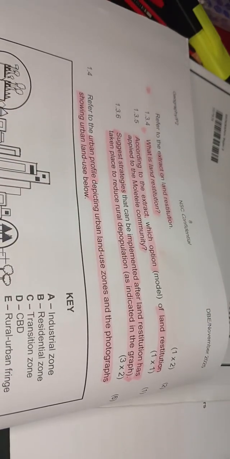Then suggest strategies that can be implemented after the land restitution has taken place to reduce rural depopulation. The question now is, what can we do to reduce rural depopulation? What can be done to reduce the number of people leaving the rural areas? What can we do to make sure that we retain people in rural areas? We want to retain more people in the rural areas, as indicated in the graph.